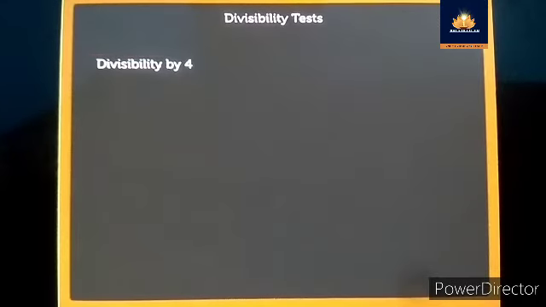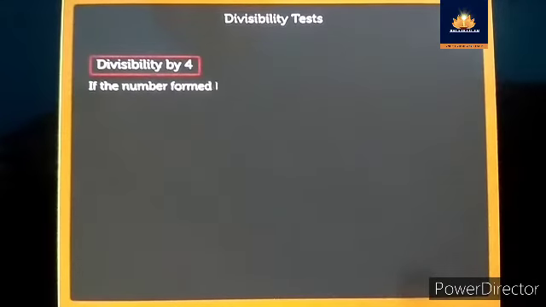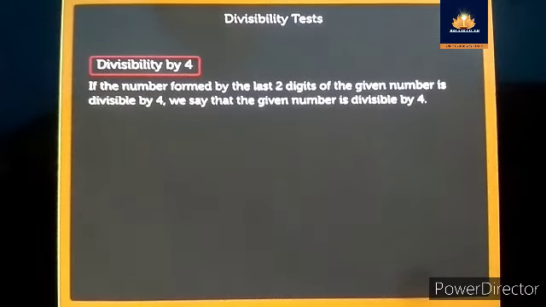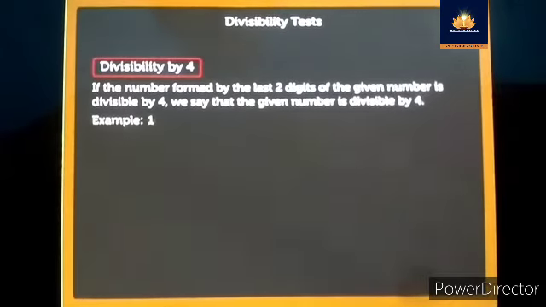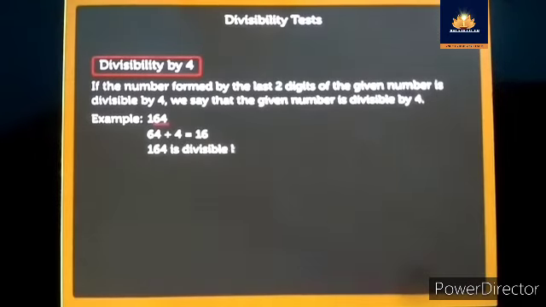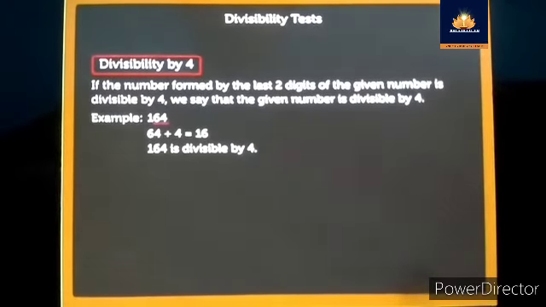Divisibility by 4. If the number formed by the last two digits of the given number is divisible by 4, we say that the given number is divisible by 4. For example, 164. Its last two digits form the number 64, which is divisible by 4. Thus, the whole number 164 is divisible by 4.